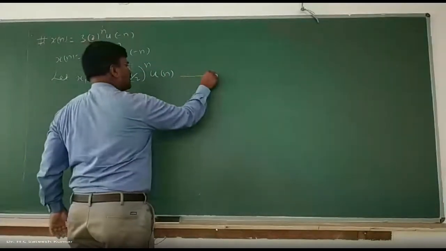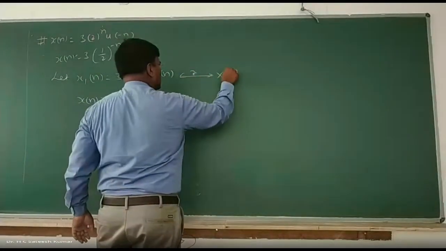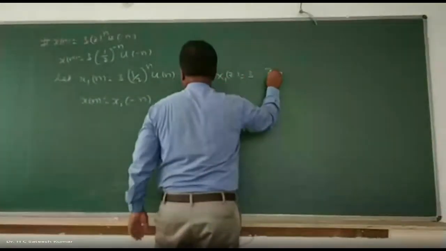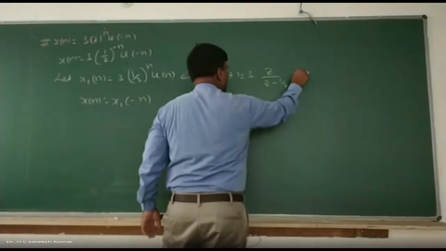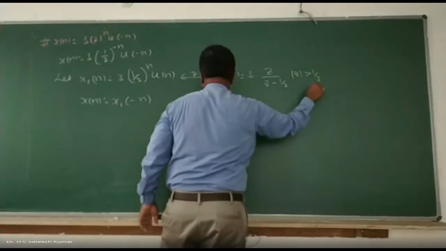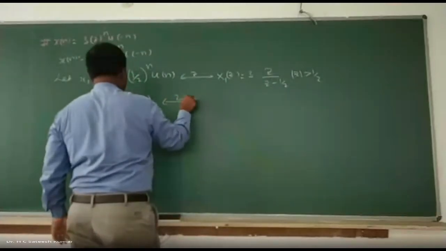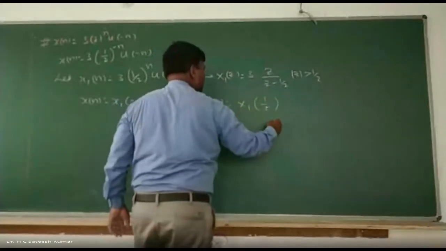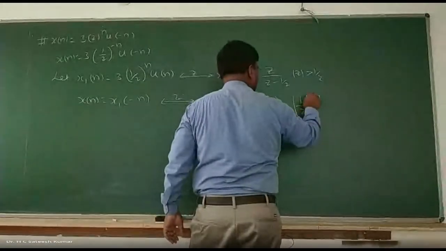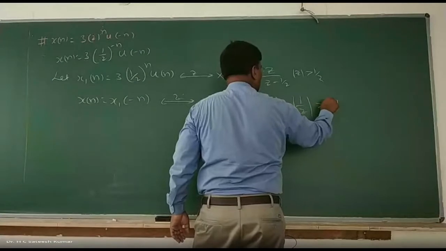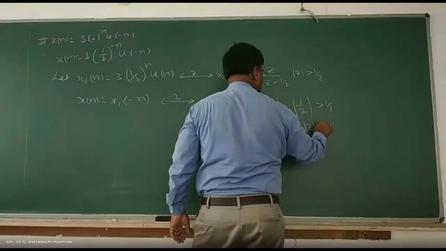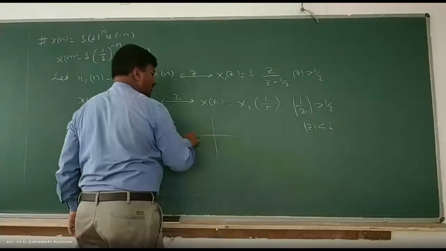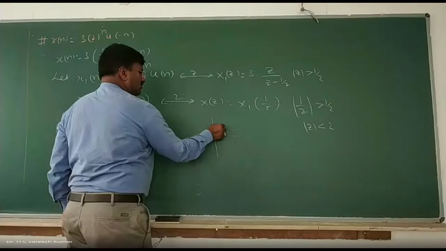Go for Z transformation of this one from the table: x1 of z, with 3 constant and the a power n into u of n format, is z divided by z minus half with ROC mod z greater than half. And the Z transformation of this one, x of z, is equal to x1 of 1 by z with ROC magnitude of 1 by z greater than 1 by 2, or mod z less than 2. Take the reciprocal on both sides. When you take the reciprocal, less than will become greater than, or greater than will become less than. So less than 2.